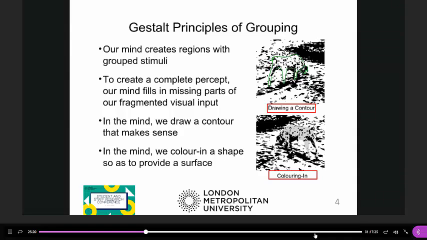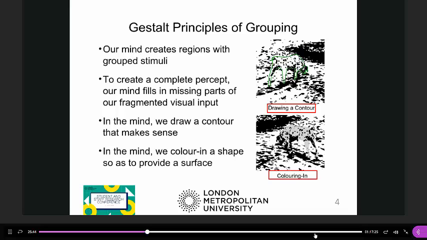So these Gestalt principles of grouping were launched on a very speculative basis at the beginning of the last century, but it turned out that in terms of neuroscience, it was all true, what other scientists doubted for a long time. So in order to create a complete percept, our mind fills in the missing parts of our fragmented visual input. I also do some research on fragmented language input.